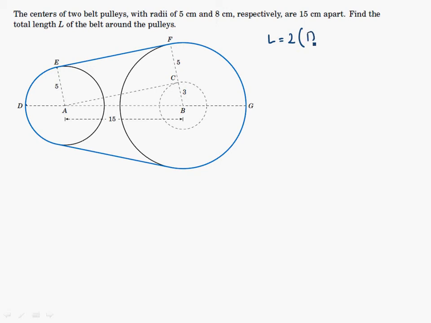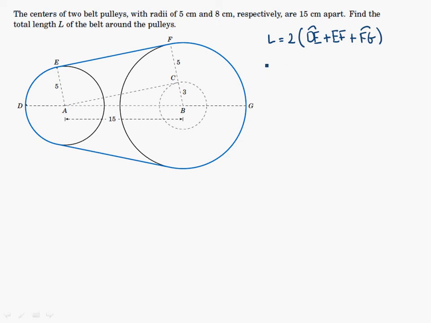It's an arc length, right? So I need to find arc DE plus EF, which is just the length, plus arc FG. Okay, so I'm finding three pieces of information on this one, multiply it times 2, and I should have an answer.